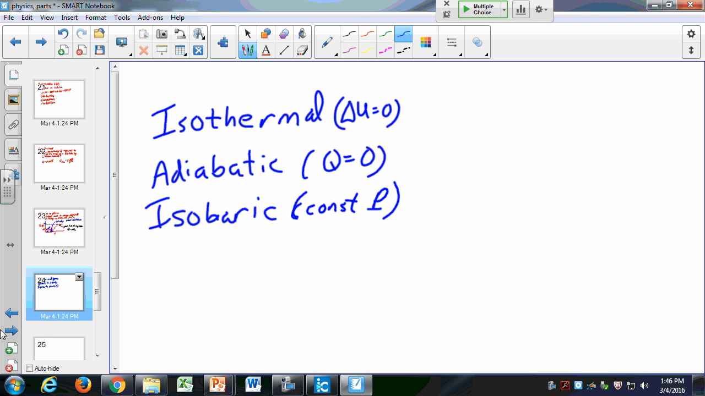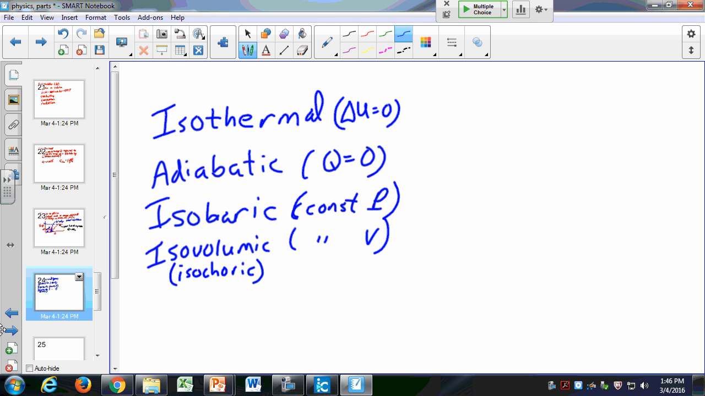And isovolumetric, or isovolumic, is constant volume. All right, or let's see, they also call it isochoric. I don't know where that comes from. But the other words sort of hint to them, at least these three iso words hint to what it means.